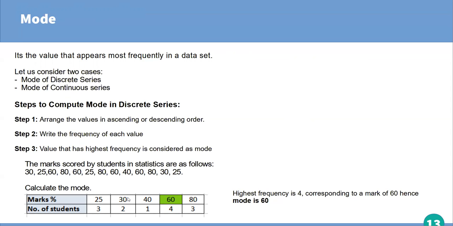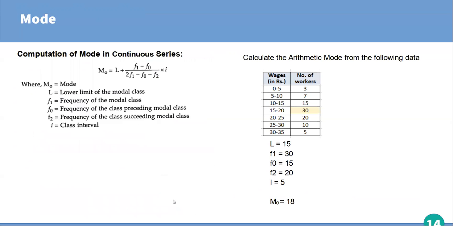Let's follow some steps to get the mode. Arrange the values in ascending or descending order and write the frequency of each value. The value that has the highest frequency is considered as the mode. So in this case, 4 is the highest frequency. Hence, we consider 60 as the mode.